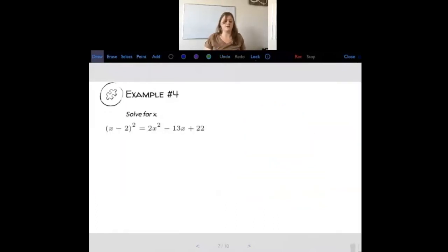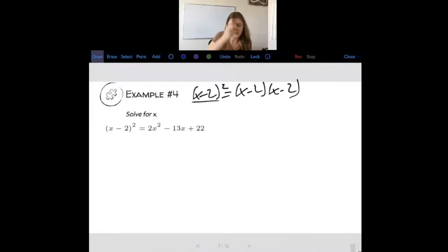Next, solve for x. So on the left-hand side, we have x minus 2 squared, and on the right, we have 2x squared minus 13x plus 22. Our goal is to get everything out of parentheses so that we can see what we have. When we have x minus 2 squared, this means x minus 2 times x minus 2. x minus 2 is our base, squared is the exponent. It tells us how many times to multiply the base by itself.